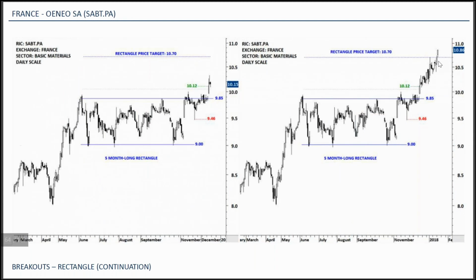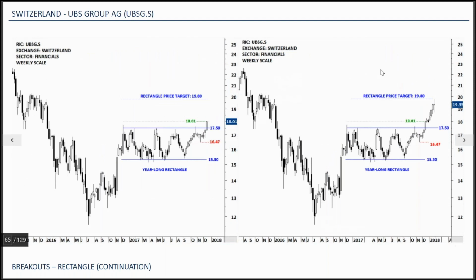Another French company, several tests of chart pattern boundary. After this pullback, the stock is ready to break out, tests the boundary again and opens with a gap. Following that, immediately we reach the chart pattern price target. This is a Swiss company, UBS Group. You can see how many times we have tested this boundary.